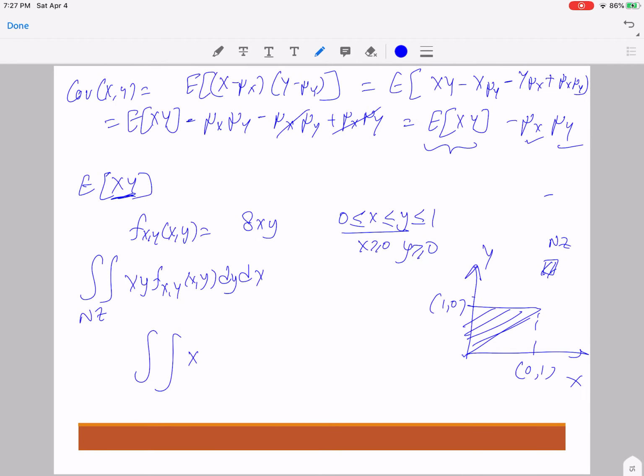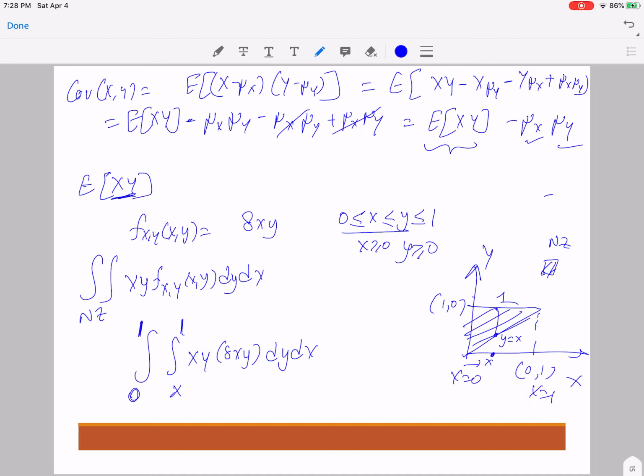So I'll ask myself, in this region for any x, how is y varying? So y is varying for any x between x to 1. That's how y is varying, x to 1. And then once I have integrated y out, what is the minimum value of x in this region and what is the max value of x in this region? When I ask these questions, the minimum value of x is equal to 0 and the maximum value of x is 1. So 0 to 1.